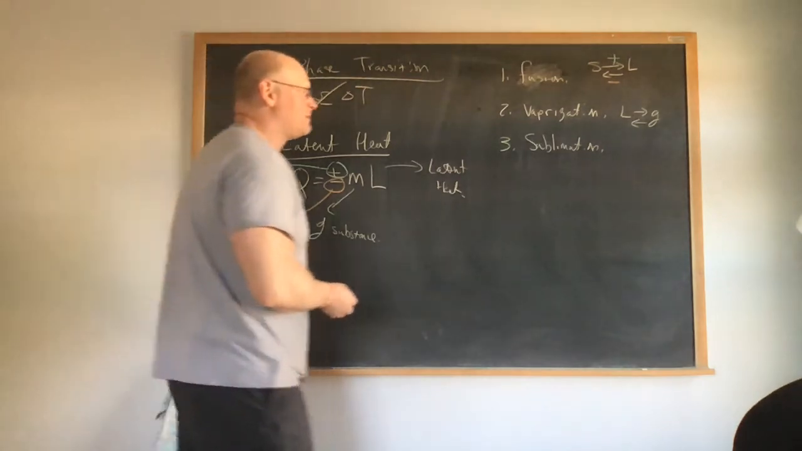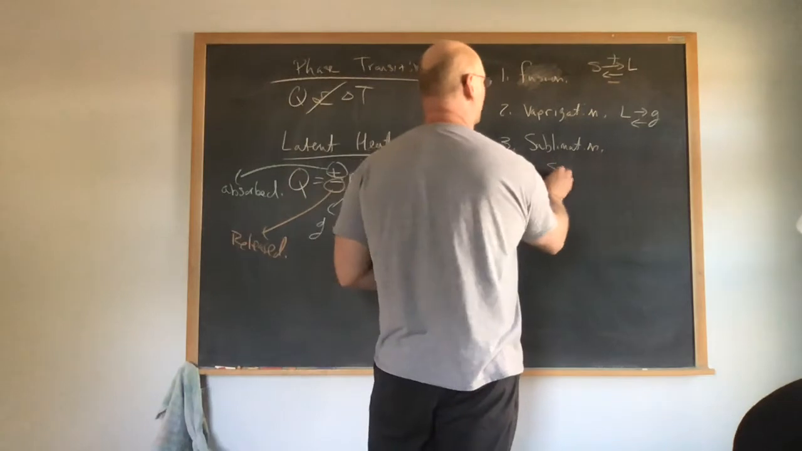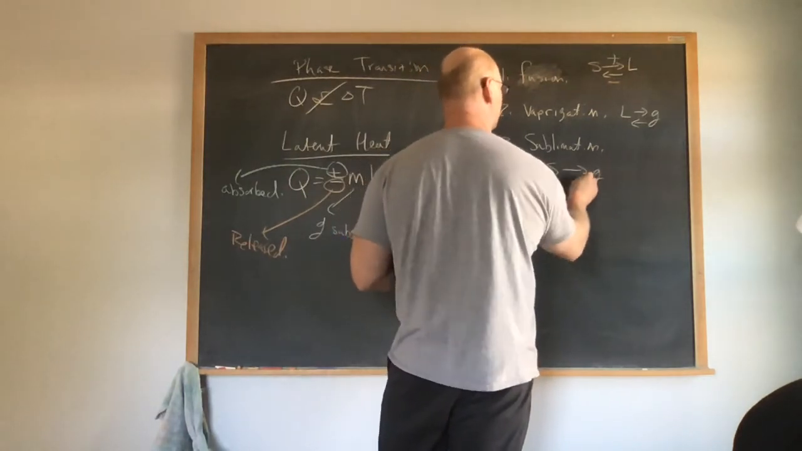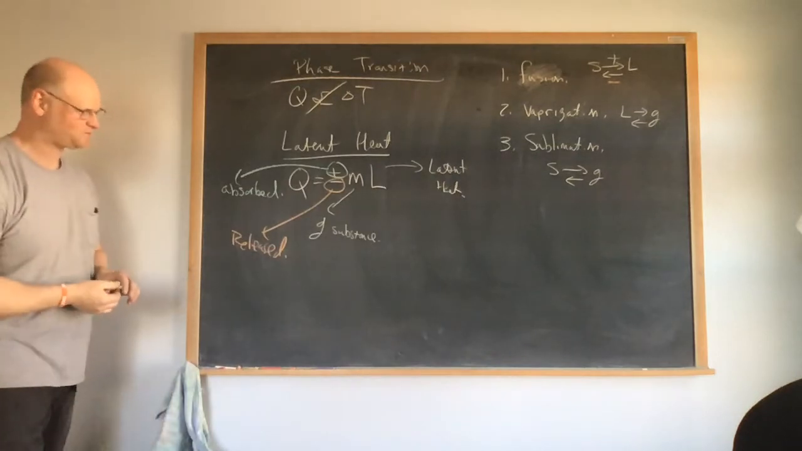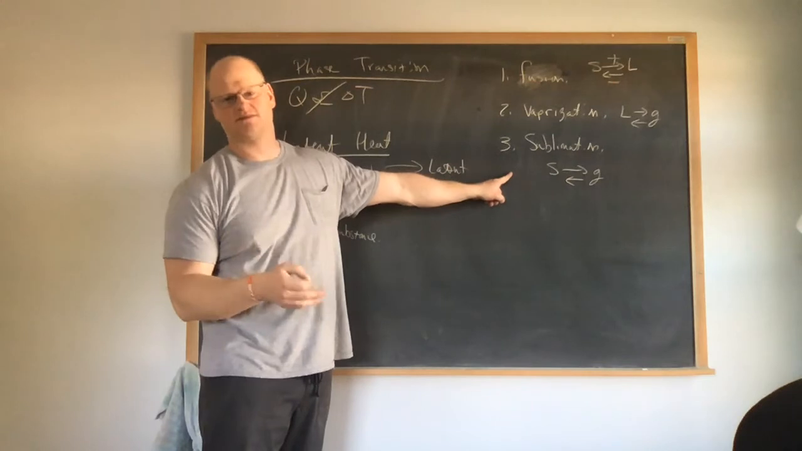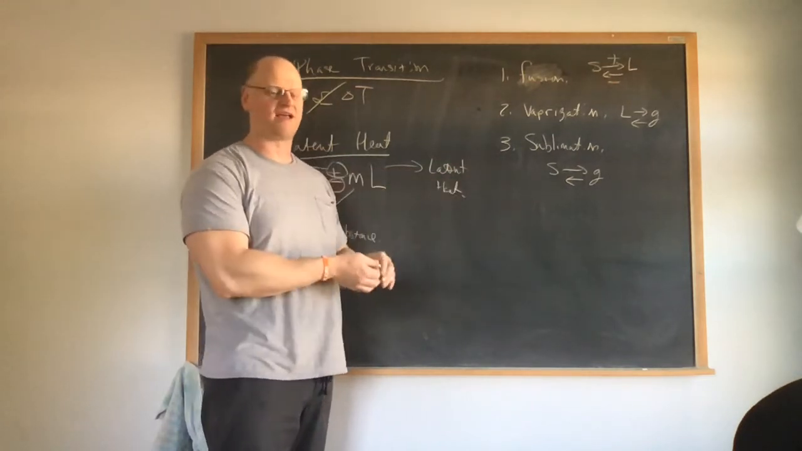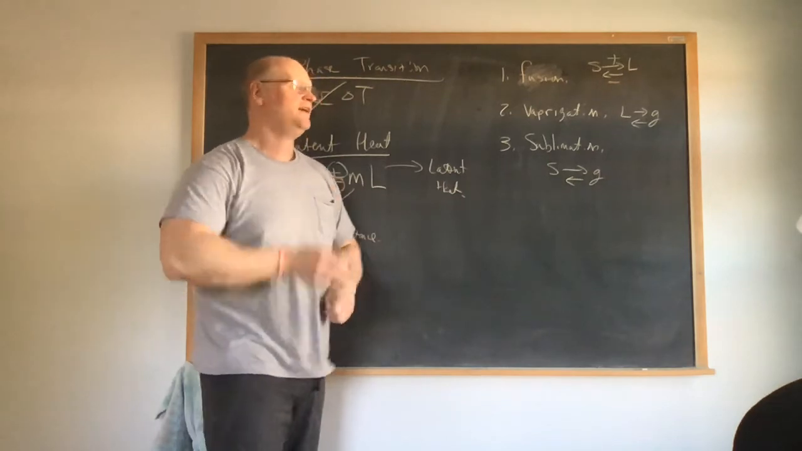And then finally, sublimation is when we go directly from a solid to a gas, or from a gas to a solid. So this is what we call sublimation. A good example of this would be something like dry ice, right? So dry ice, you throw it down. In that case, it doesn't actually turn into liquid. It actually goes directly into a gas.